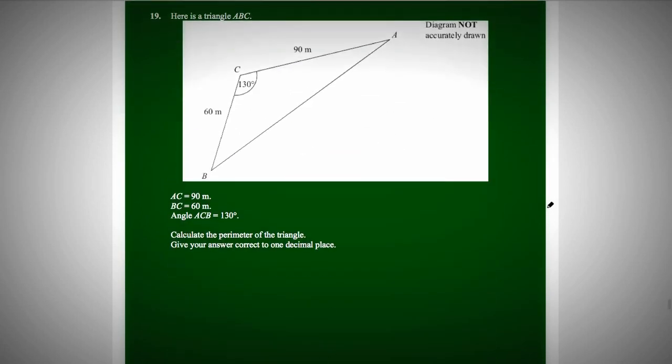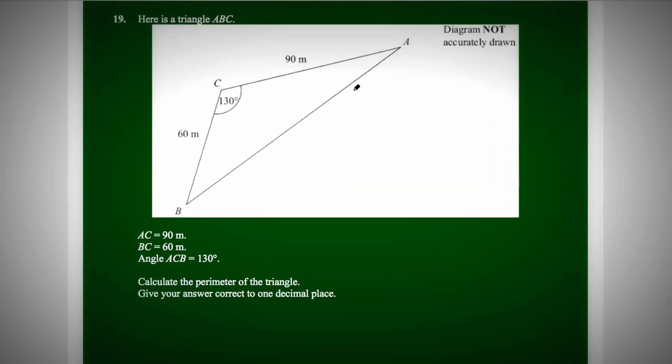Question 19. Here is a triangle ABC. AC equals 90 metres, BC equals 60 metres, and ACB equals 130 degrees are shown. Calculate the perimeter of the triangle. Give your answer correct to one decimal place. When I see an angle sandwiched between two sides with measurements, I think immediately that I need to use the cosine rule. The sine rule would be good for if I knew an opposite angle and an opposite side. Cosine rule is when I don't know those things.